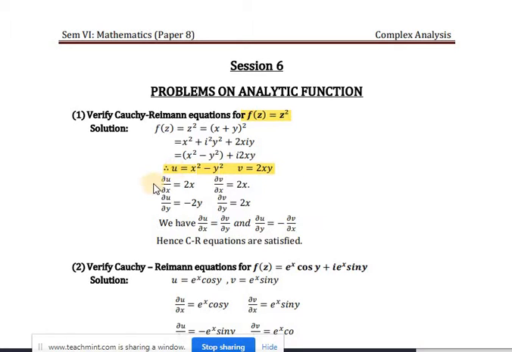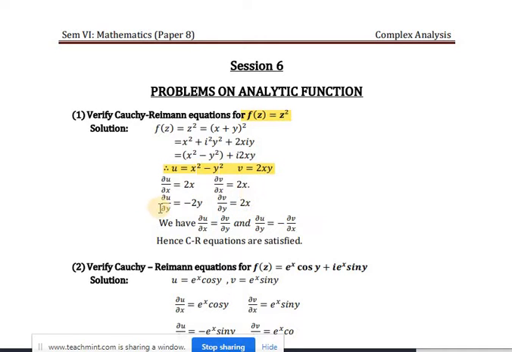Then with respect to x, partially when we differentiate u, we get dou u by dou x is equal to 2x, and dou v by dou x is also equal to 2x, because the derivative of v, that is 2xy, is equal to 2x with respect to x. And similarly, let us differentiate partially u with respect to y. So we get dou u by dou y is equal to minus 2y. And v also, let us differentiate with respect to y. Then dou v by dou y is equal to 2x.